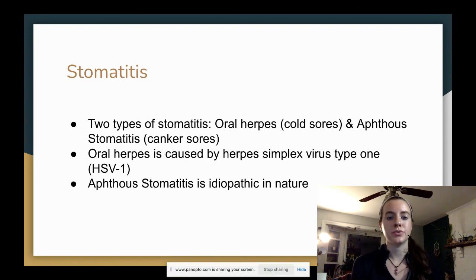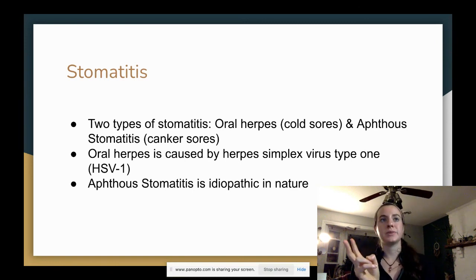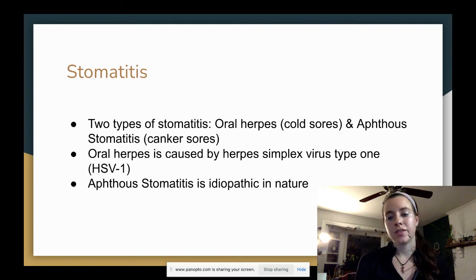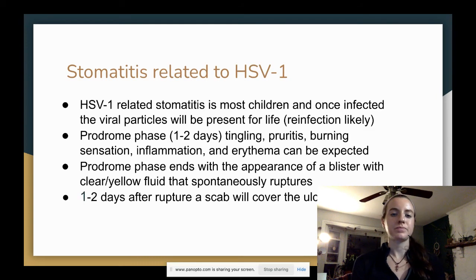Moving on to stomatitis, there are two types of stomatitis. There is the oral herpes-related stomatitis caused by HSV-1, or there are the aphthous ulcers, or canker sores, more commonly known as. So, stomatitis related to HSV type 1.